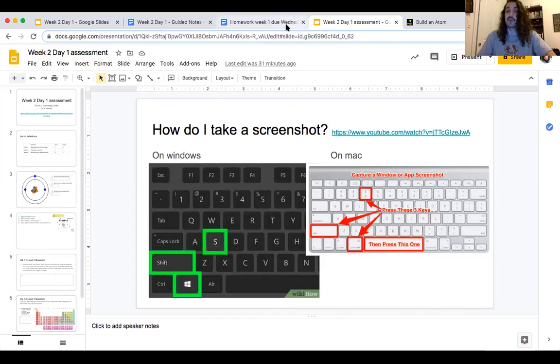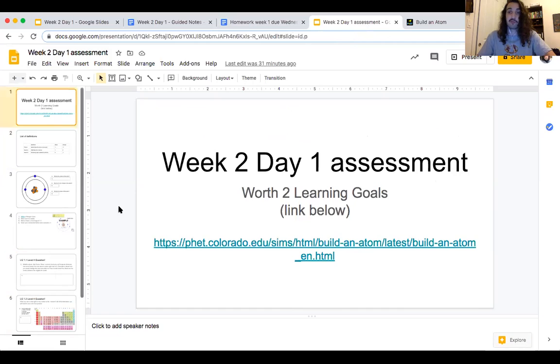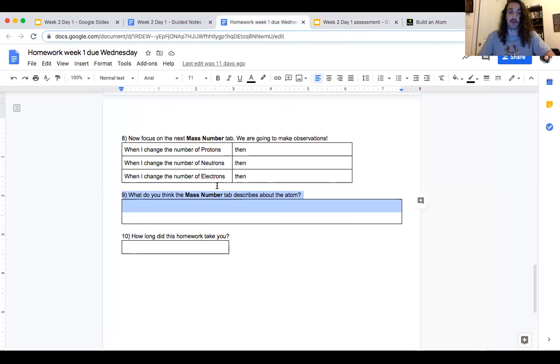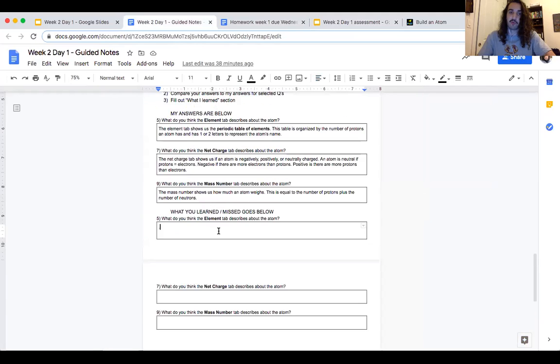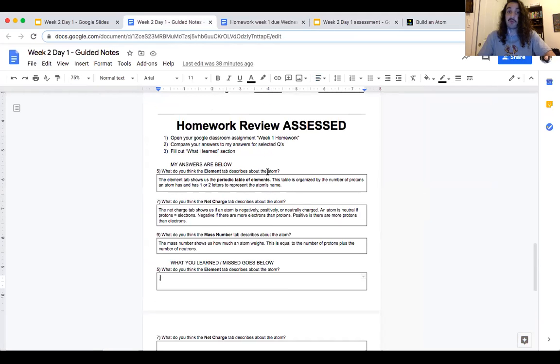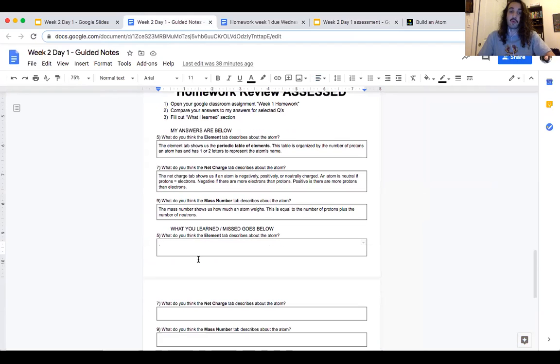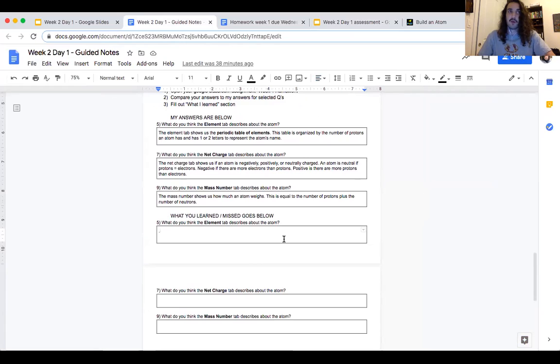A reminder on the things that are assessed. It's this set of slides. This is worth 2 learning goals. This homework review at the bottom of today's assignment page is assessed, worth 1 learning goal. I think that's it.